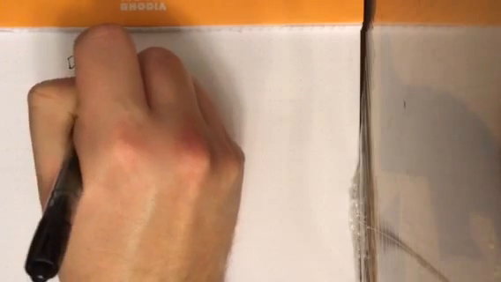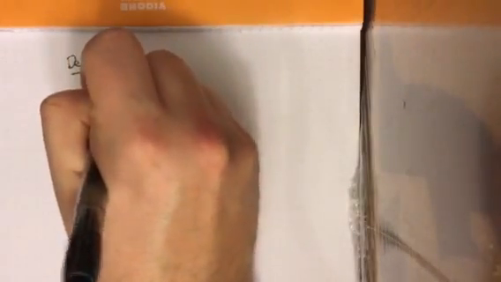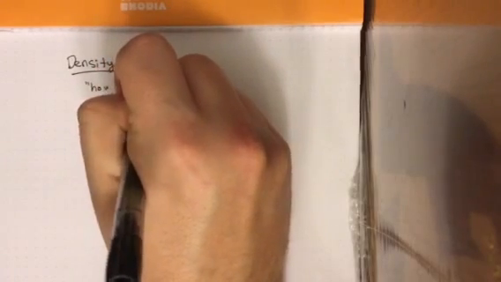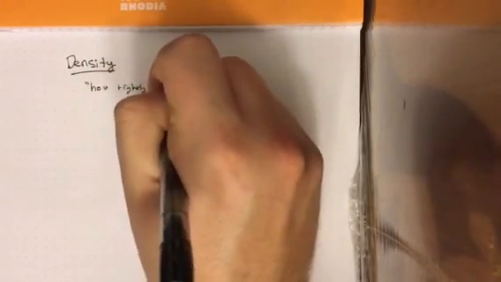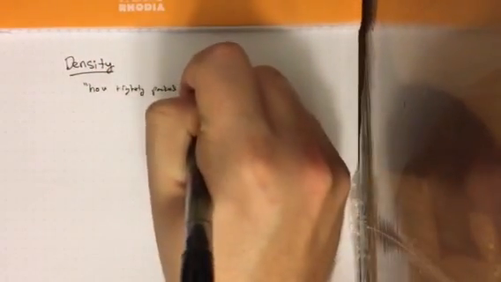So in your notes, get out a blank sheet of paper, and we're going to take a few notes on density. So if you remember, we talked about density as being how tightly packed the matter in an object is.